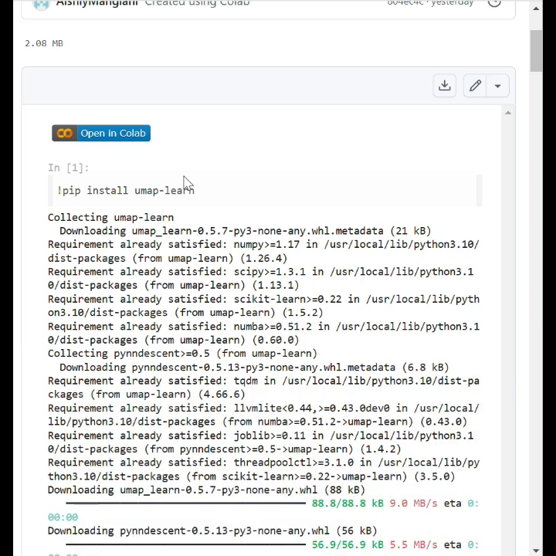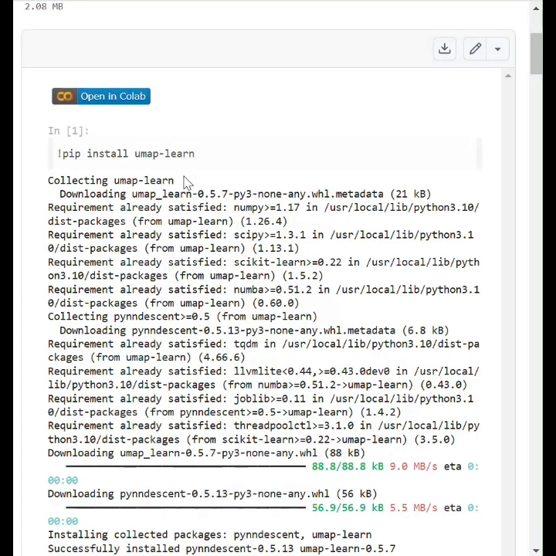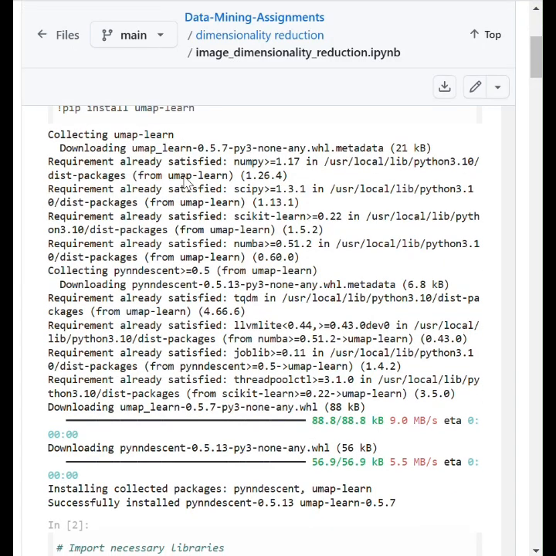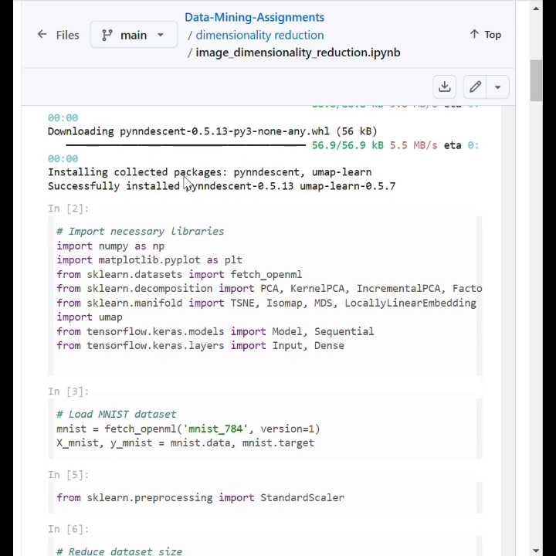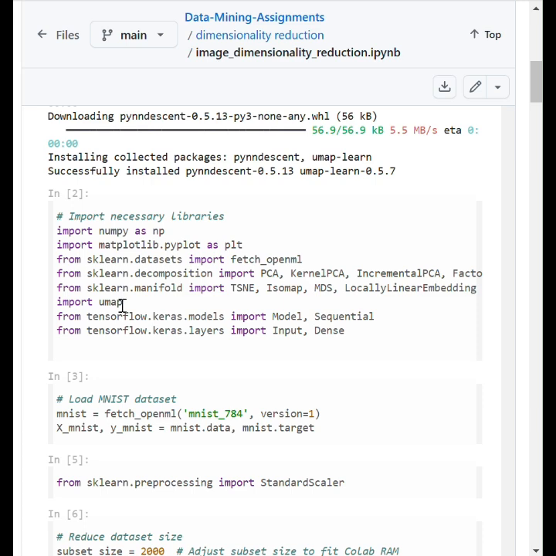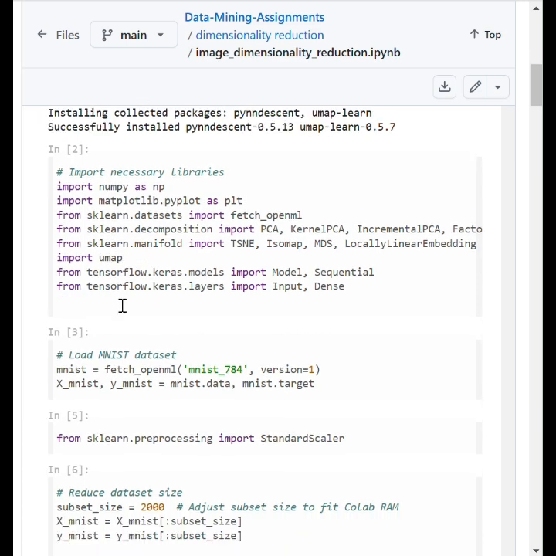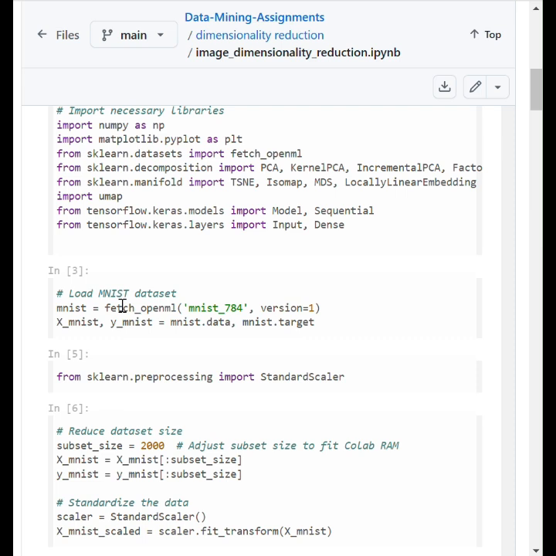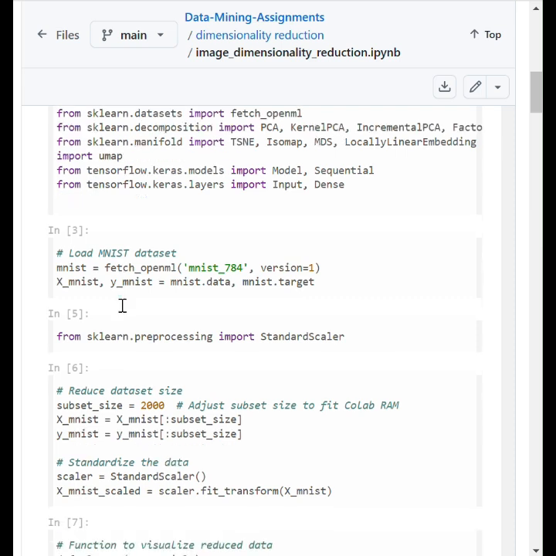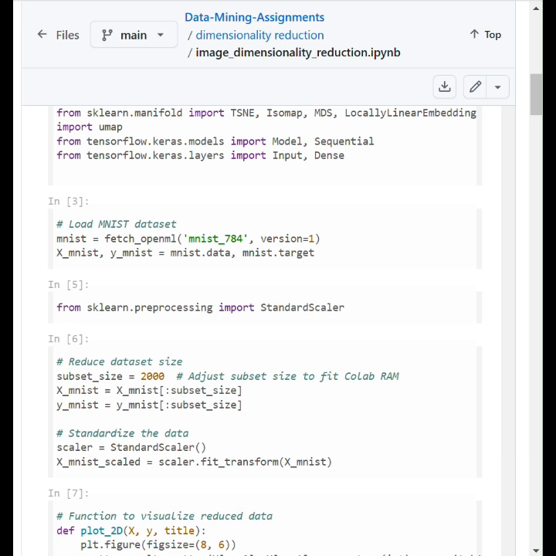We'll be demonstrating various dimensionality reduction techniques using the MNIST dataset, which consists of handwritten digit images. We will cover techniques such as PCA, t-SNE, UMAP, ISOMAP, and autoencoders, and compare the results. The MNIST dataset has 70,000 grayscale images of digits from 0 to 9, each represented as a flattened vector of 784 features. Dimensionality reduction helps visualize and simplify this high-dimensional data.